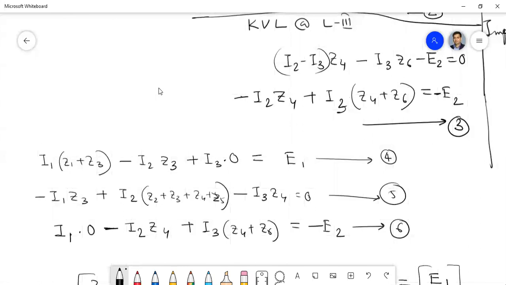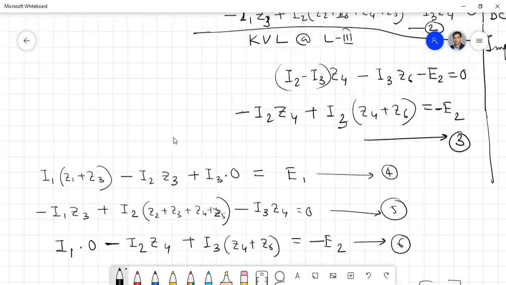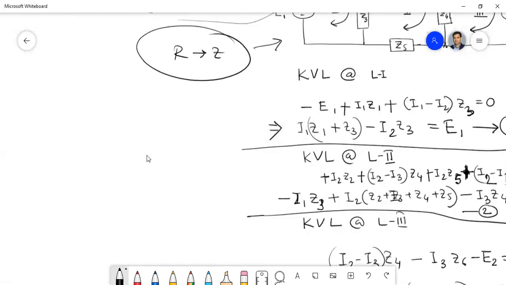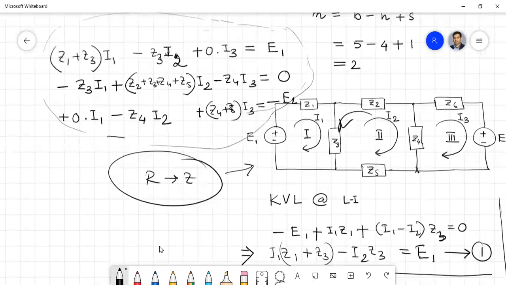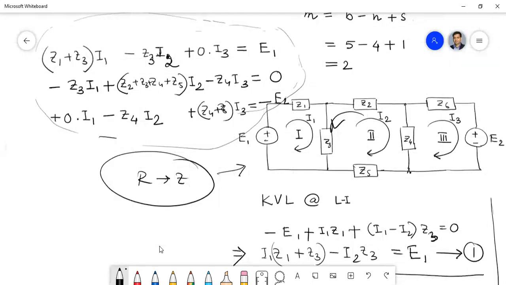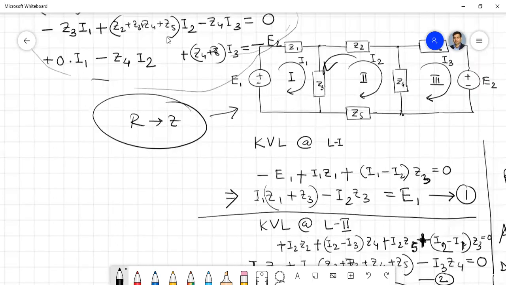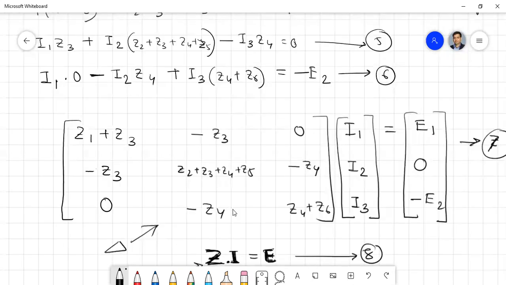We got the equations like these, equation numbers 4, 5 and 6. These equations 4, 5, 6 are the basis of the loop current equation, where directly, without writing the KVL also, we can obtain the loop current equations. These are the equations within the circle. So just by visual inspection we can write the voltage equations for loop currents.